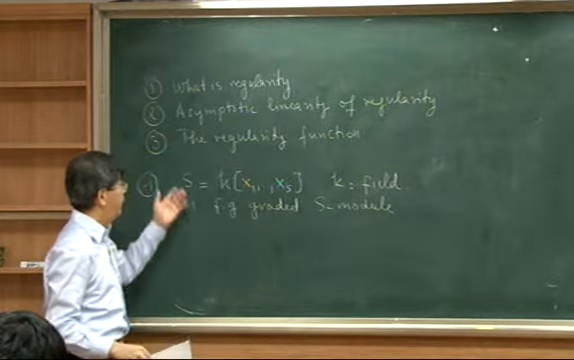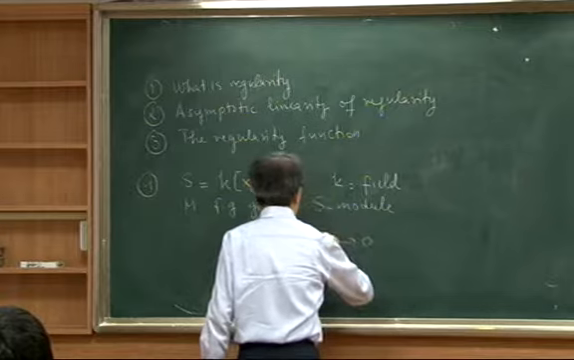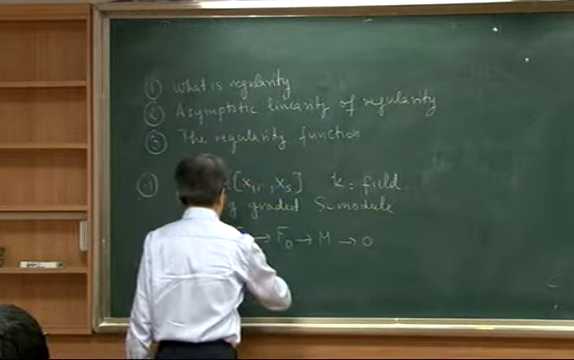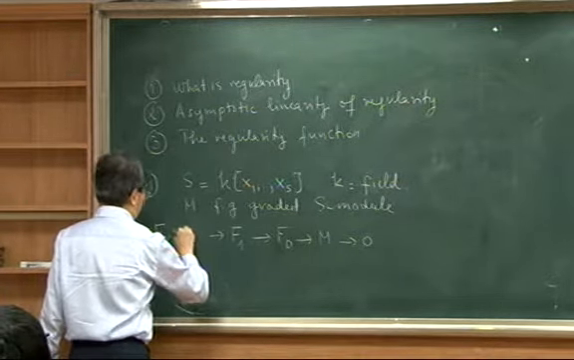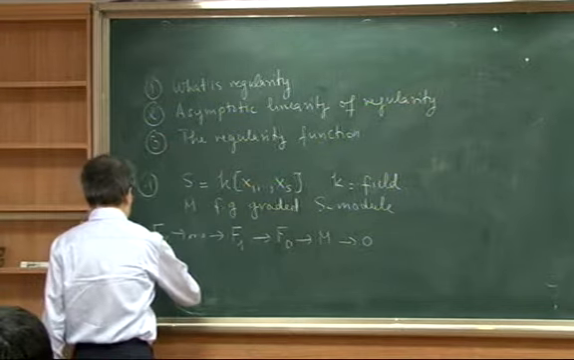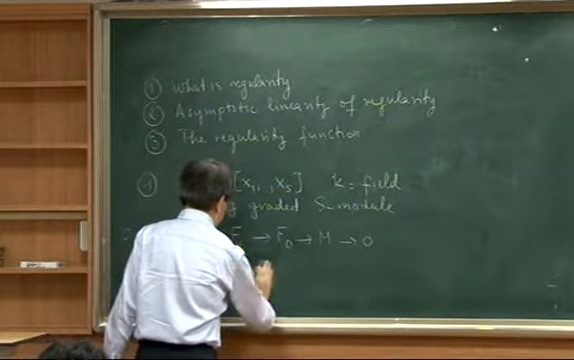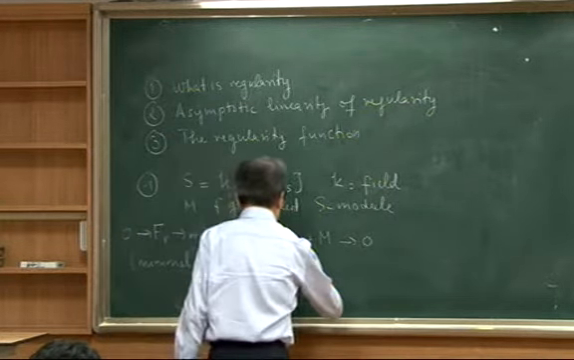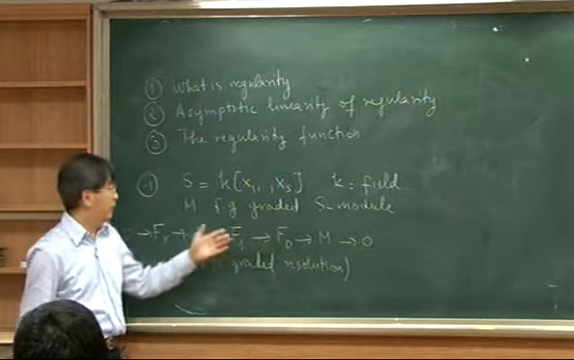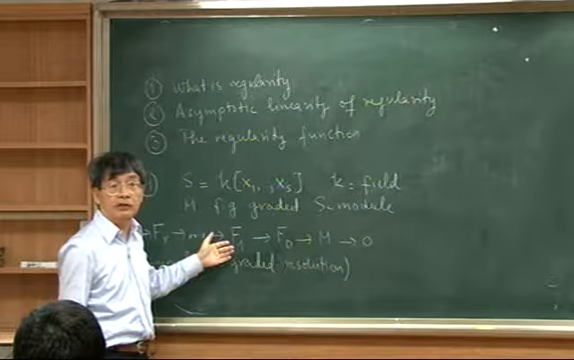And we all know that N will have a minimal free resolution over S. Let me write this down in such a way. It should be a minimal free graded resolution. Graded means that all the maps should have degree zero. And then the free summands F_i here have generators in some degrees.